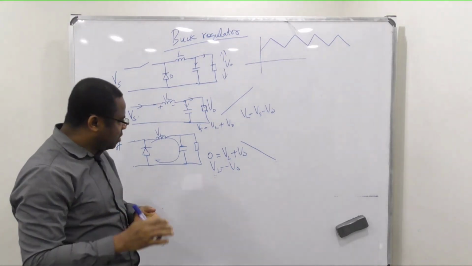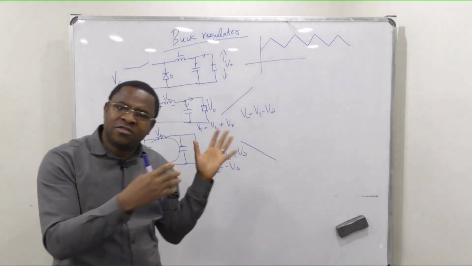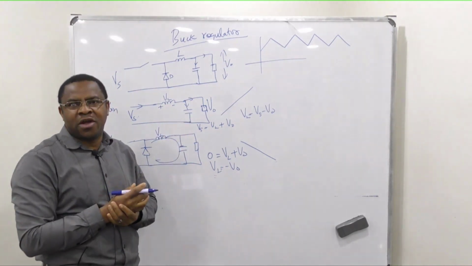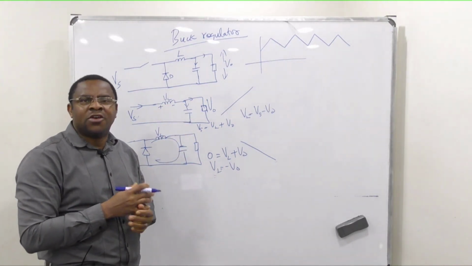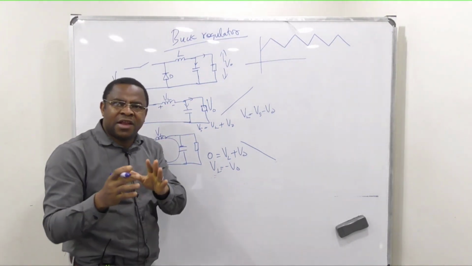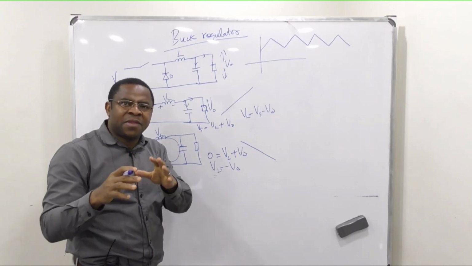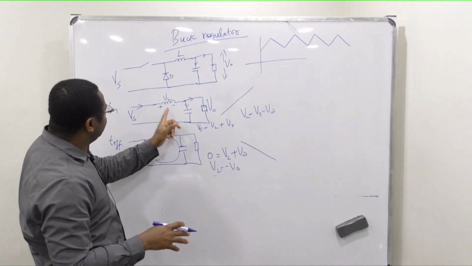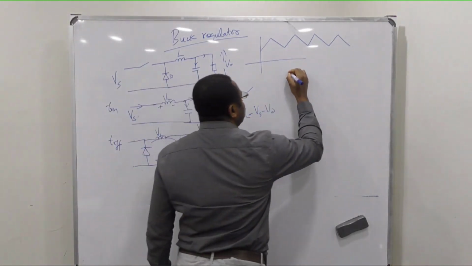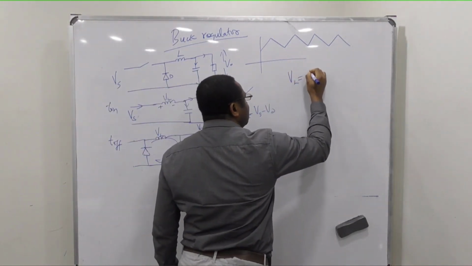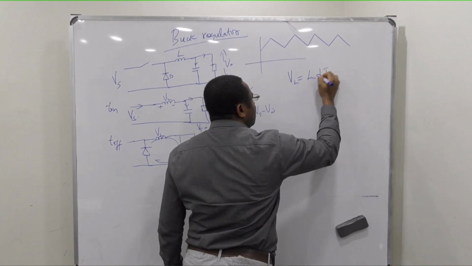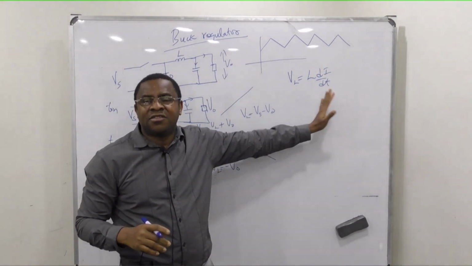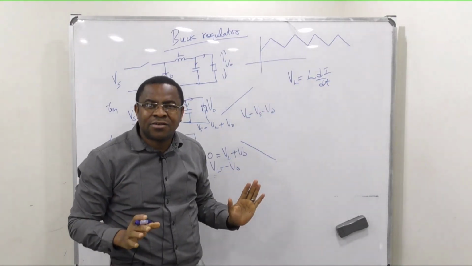You get it? So now we are going to use this to derive an equation. So for a buck regulator, now look at what happens. Remember that the voltage across the inductor is L di/dt. If you remember, the voltage across the inductor is L di/dt, right?